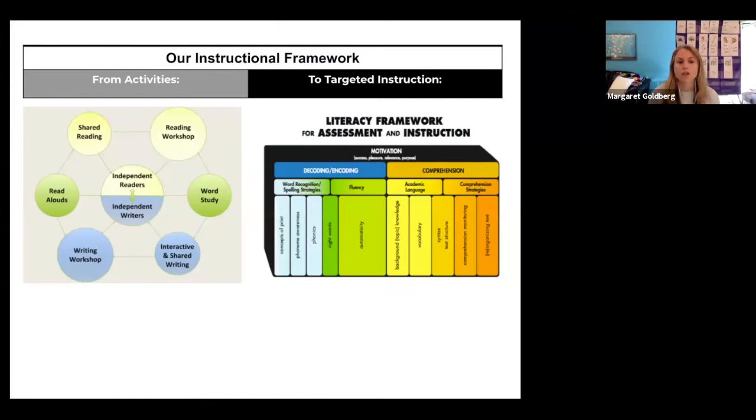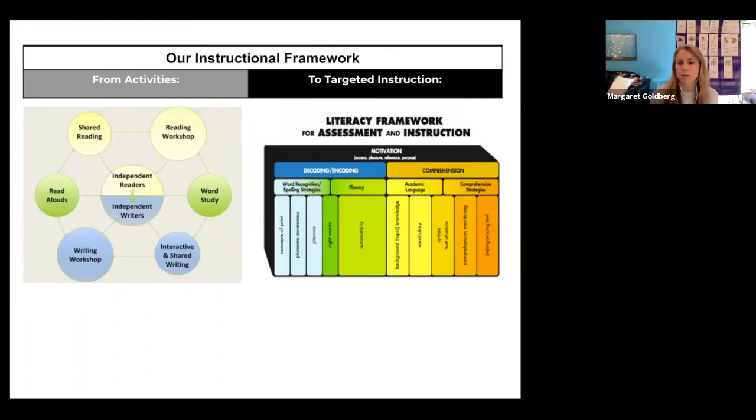So for us, working in a balanced literacy district, what we came to realize is that our district's model that put independent reading at the center with the largest chunk of instructional time, and then a variety of activities that the teacher would guide students through, needed to actually shift to more targeted instruction.